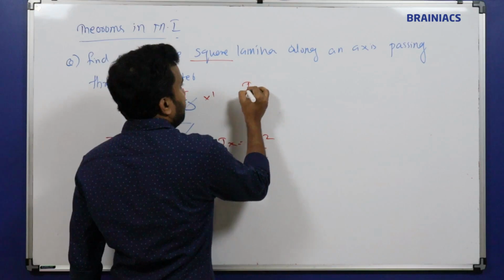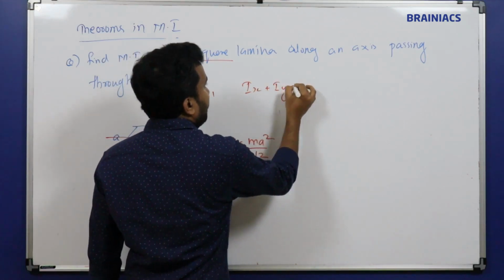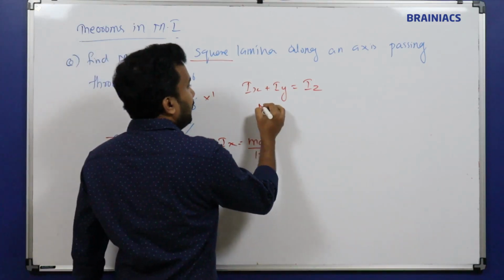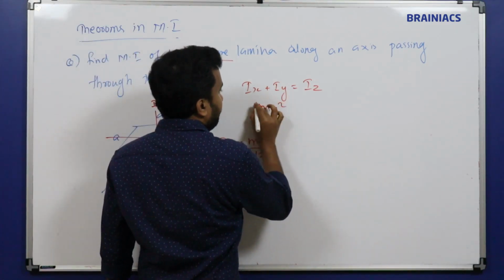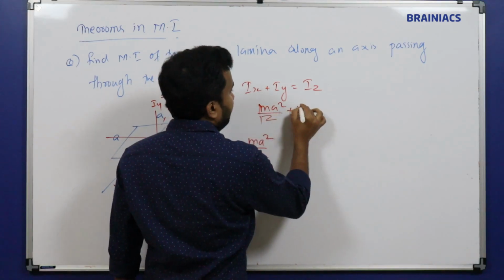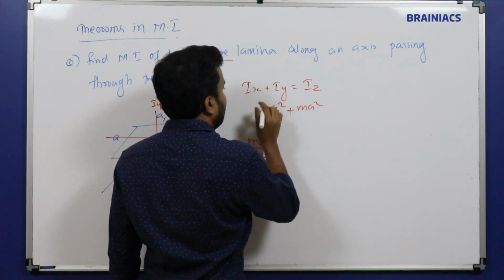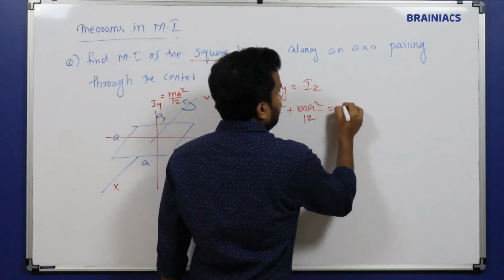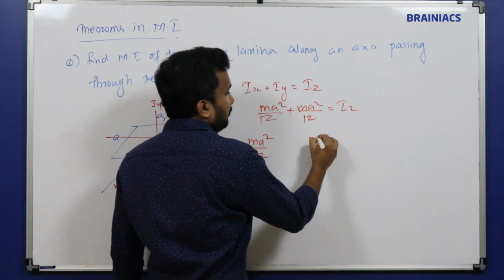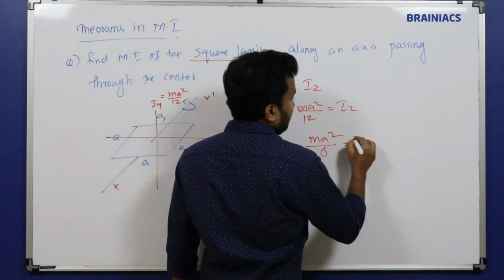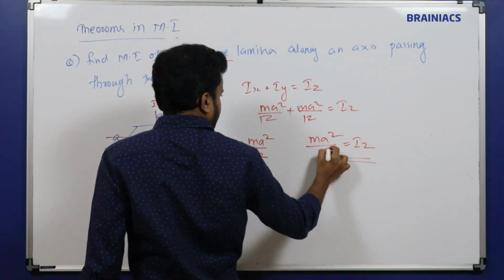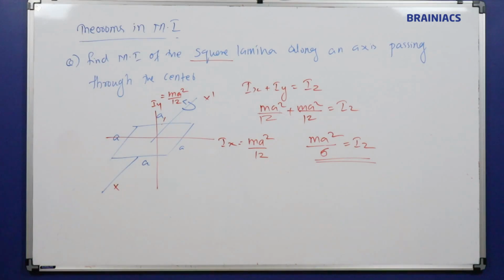So now it's quite simple. We'll apply the formula Ix plus Iy will be equal to Iz. We'll substitute the values: ma square by 12 plus ma square by 12 is equal to Iz. So how much will come? Ma square by 6 is equal to Iz. So Iz is ma square divided by 6. Okay, hope this is clear to you.